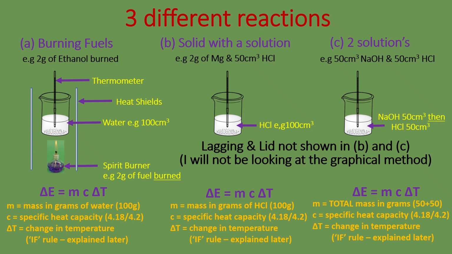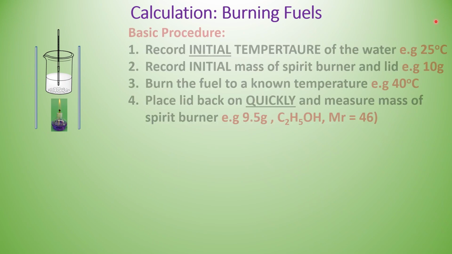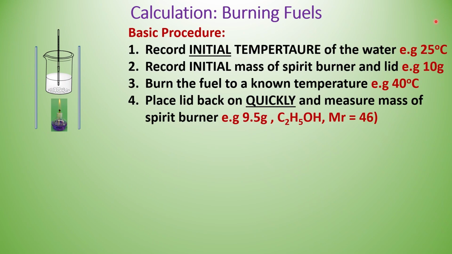So let's look at the first one, burning the fuel. I put a brief method there, which you can read in your own time. But there's the initial temperature of the solution, and the initial mass of the spirit burner, so without burning the chemical at all yet. And then once we burn a certain amount of fuel, it reaches, let's say, 40 degrees. Then we switch it off and we measure the final mass of the spirit burner, which in this case was 9.5.